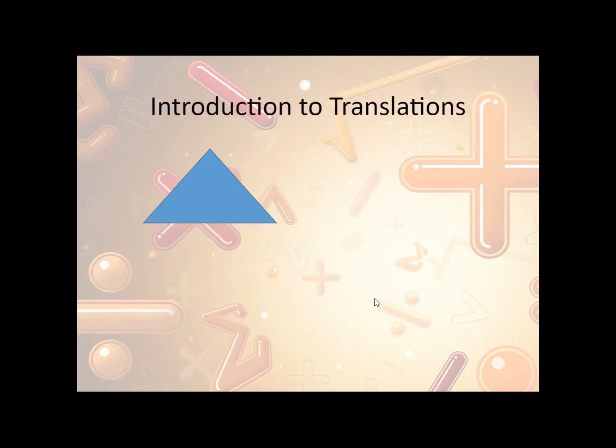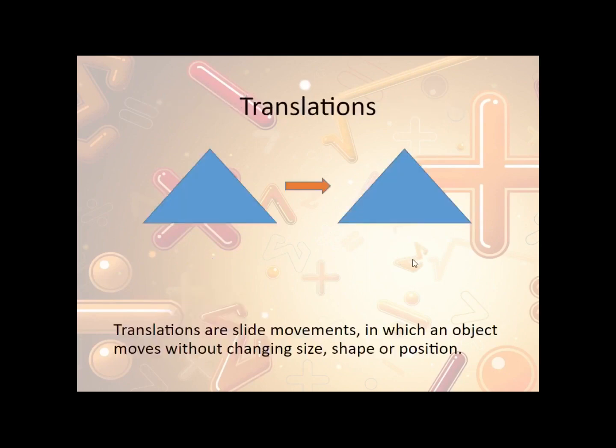So introduction to translations, here's our triangle. If we were to slide it, it could move and look like that. Or we could slide it down. Or we could slide it to the left. So all of these are translation movements. Translations are slide movements, and it does not change size or shape.